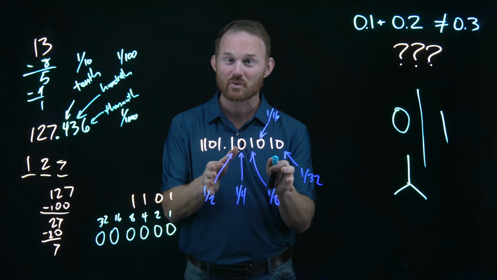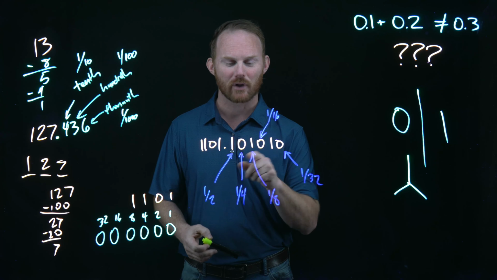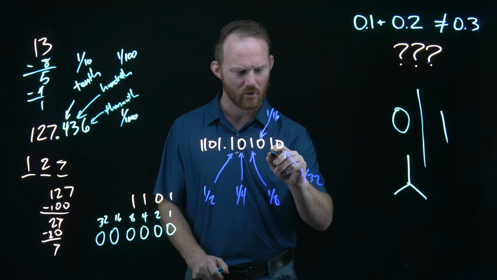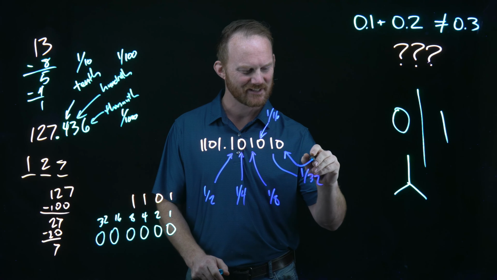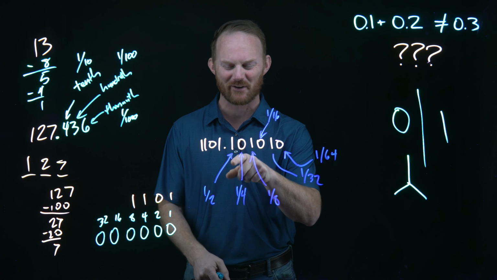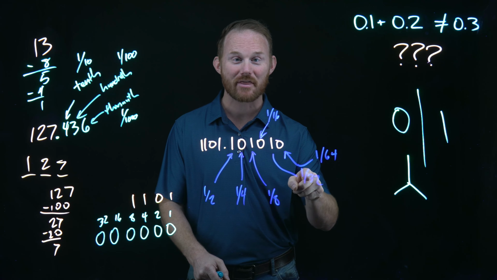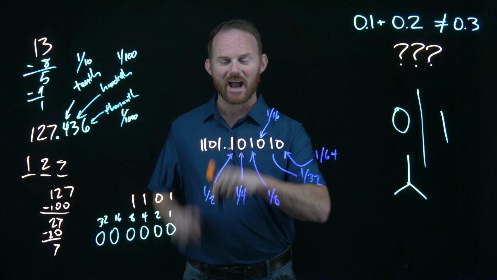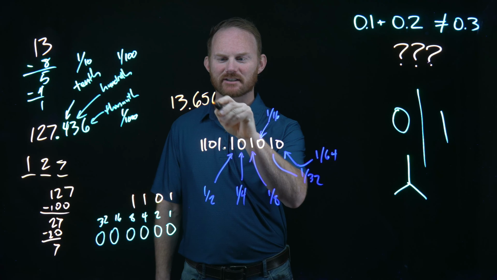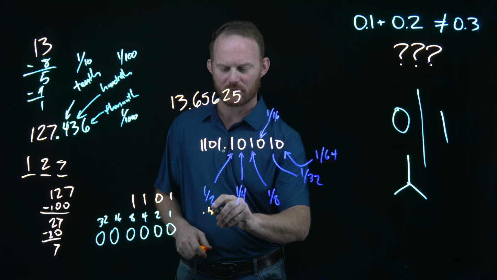Okay? So here's what we're working with. The number that we've got here is 1/2 plus 1/8, and I don't know why I skipped over, that's very strange. This is the 1/32nd spot, and this is actually the 1/64th spot. I just had a little visual fail there for a second. We've got 1/2 plus 1/8 plus 1/32nd. So what we actually have here is a binary representation of the number 13.65625. Why? Well, 1/2 is the same thing as 0.5.